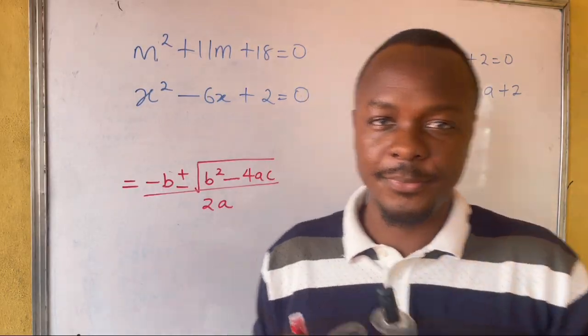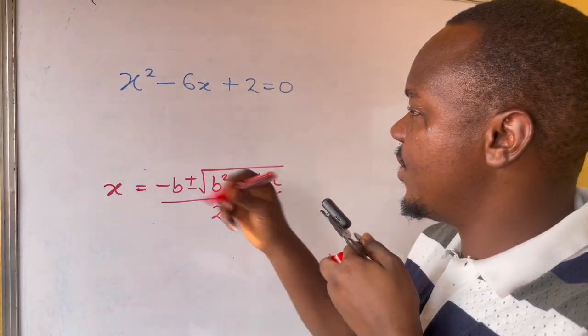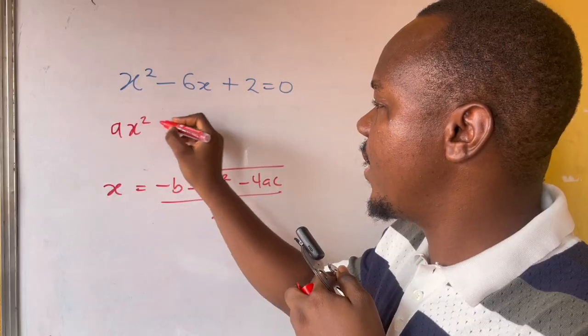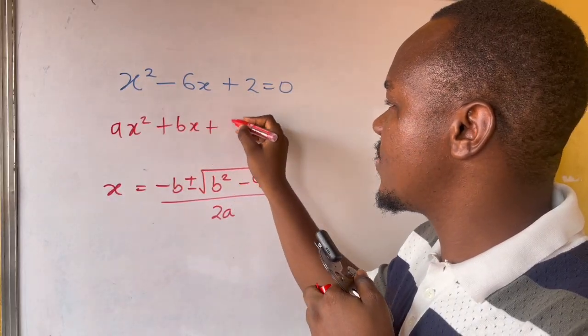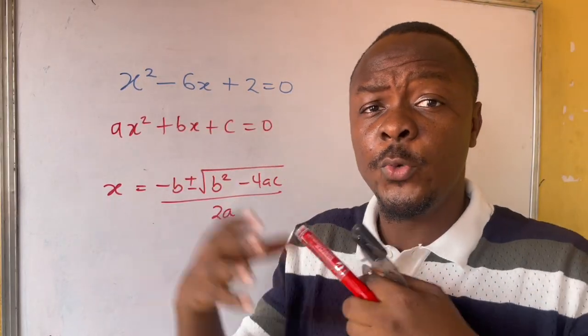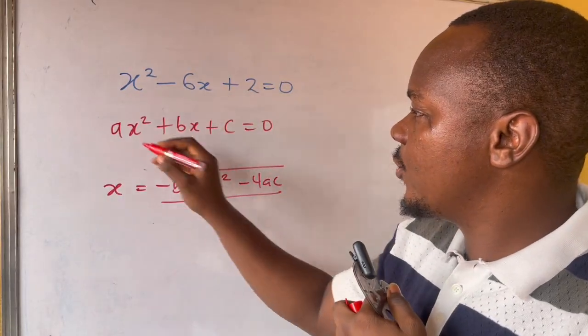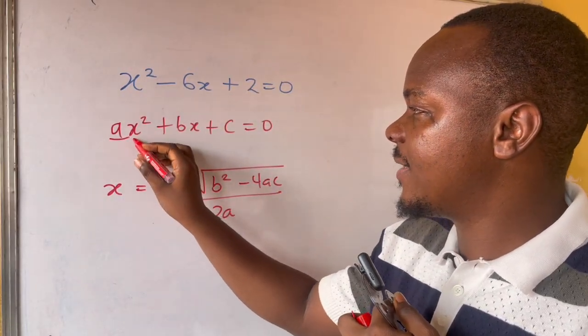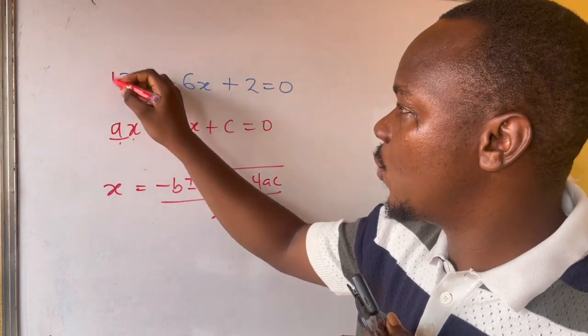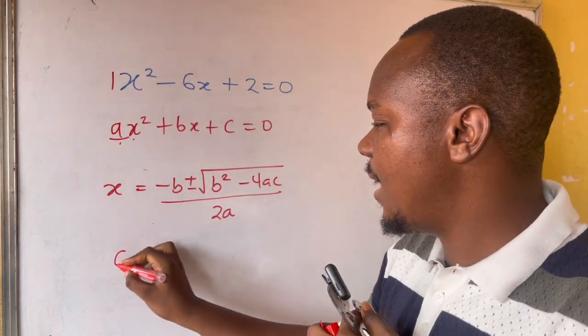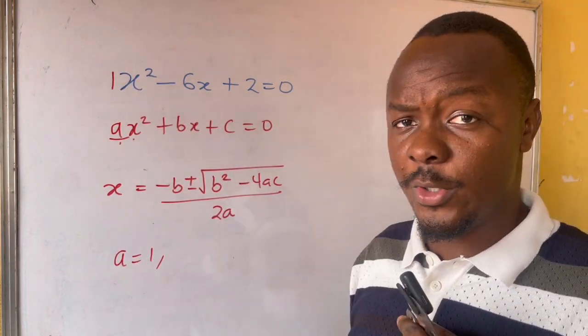Let's get into it. The general form of a quadratic equation is ax squared plus bx plus c equal to 0. So what we do is compare this with the equation they gave us. Just look at the coefficient of x squared, for example. It's a here, but it's 1 here. What does that mean? a is 1 for our question.